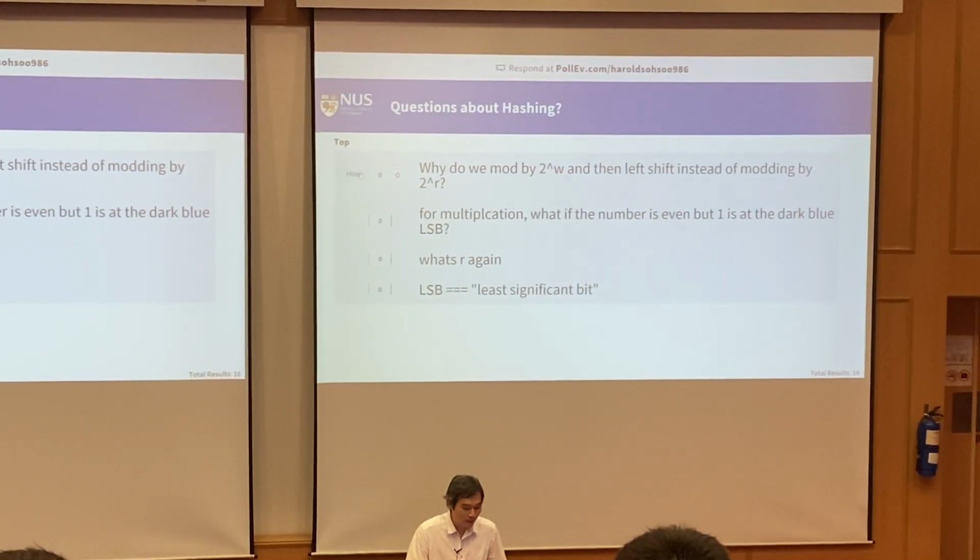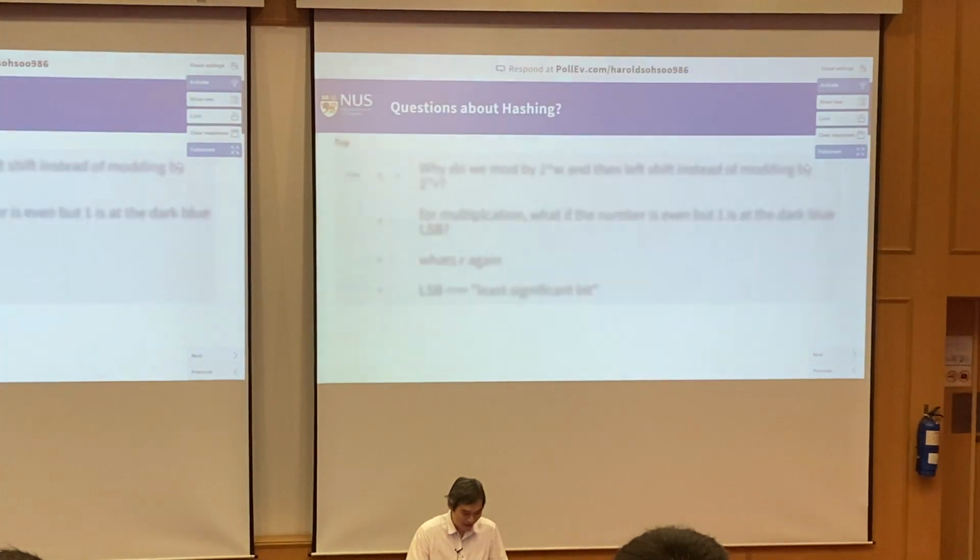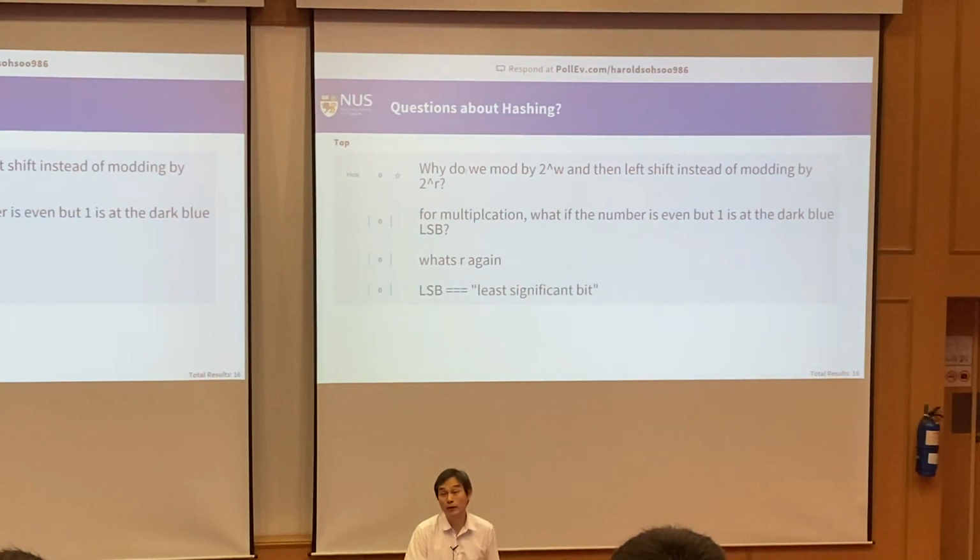Why do we mod by 2^w and left shift instead of something simpler? I also had this question and honestly I don't know the answer. So we'll get back to that next time. I had this question right before when I was preparing these slides as well. I was like, actually you can just left shift by 2^r. But I think that in that particular case you will sacrifice some other things associated with the key.